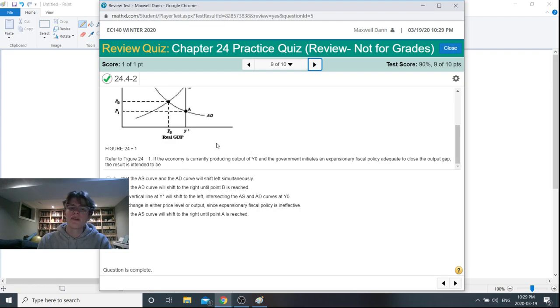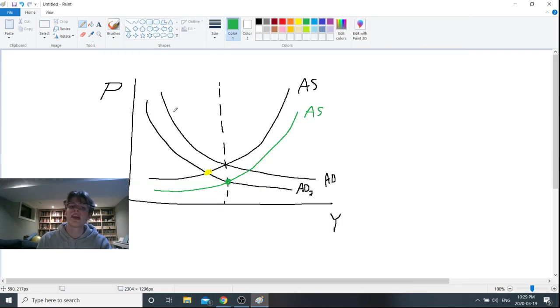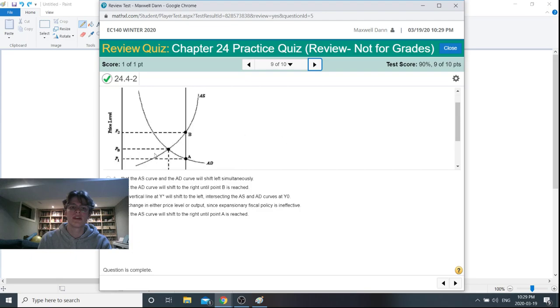If the economy is currently producing at output Y0, and the government initiates an expansionary fiscal policy adequate to close the output gap, the result is intended to be... Remember, it's aggregate supply that's always shifting unless the government intervenes. In that case, it would be aggregate demand that would shift. The goal here is to bring this back to equilibrium, and what that's going to look like is aggregate demand will have to increase to go through point B, because it has to intersect the AS curve and potential output to be in long run equilibrium. So the AD curve will shift to the right until point B is reached.